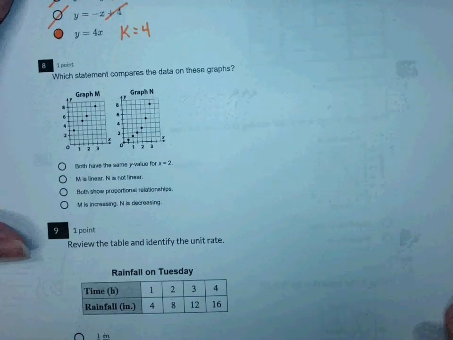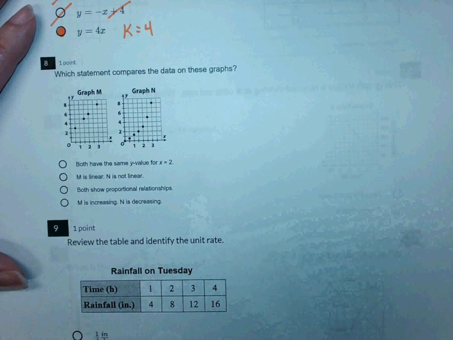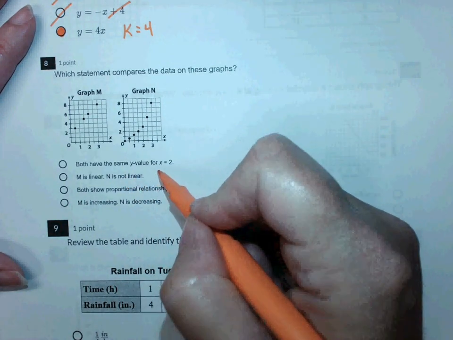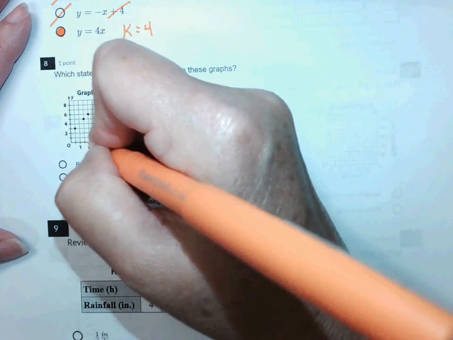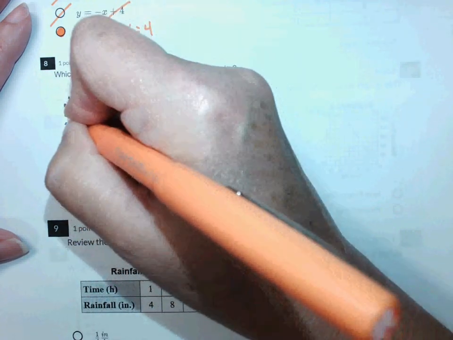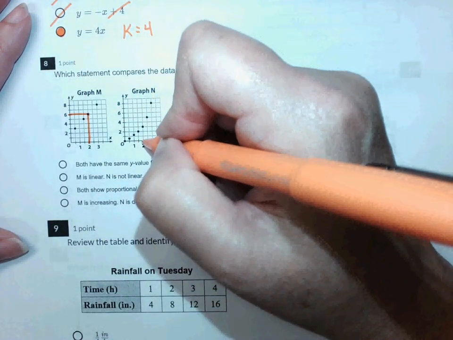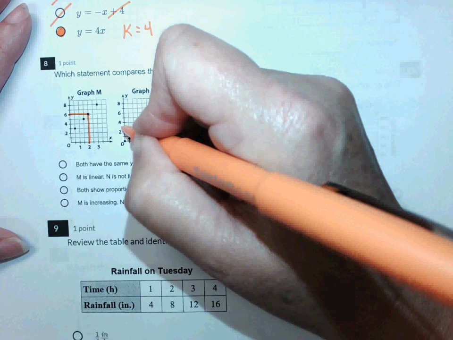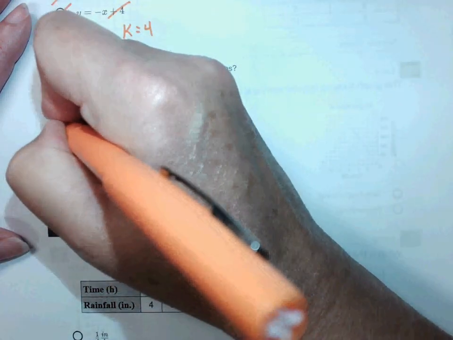Alright. Number 8. Which statement compares the data on these graphs? So we've got 2 graphs. Let's see what my statements say. It says both have the same y value for x equals 2. Alright, here, when x equals 2, y equals 6. Here, when x equals 2, y equals 3. This was at 3, this was at 6, so nope.